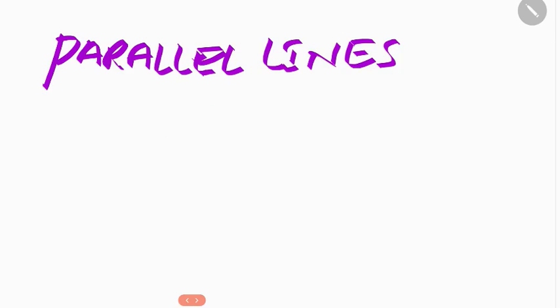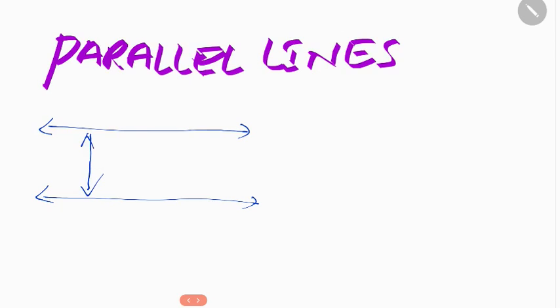Another type of lines is parallel lines. Parallel lines mean the distance between any two lines is always equal. If the distance between any two or more lines is always equal, then the lines are called parallel lines. That means the distance between these two lines like this. These kinds of lines come under parallel lines. Always the distance is equal between the parallel lines.